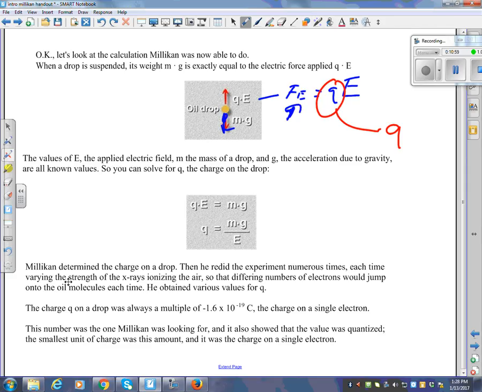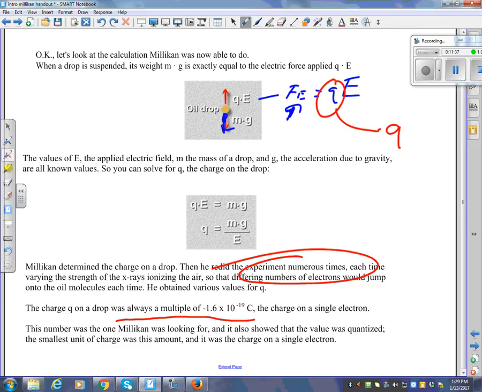Millikan determined the charge on a drop, and then he redid the experiment numerous times, like day after day after day. Boring. Each time varying the strength of the X-rays ionizing the air so that the differing number of electrons would jump onto the oil molecules each time. He obtained various values for Q. And this charge Q on a drop was always, again, a multiple of minus 1.6 times 10 to the minus 19, which is the charge on a single electron. It's also the charge on a single proton. It's positive 1.6 times 10 to the minus 19.